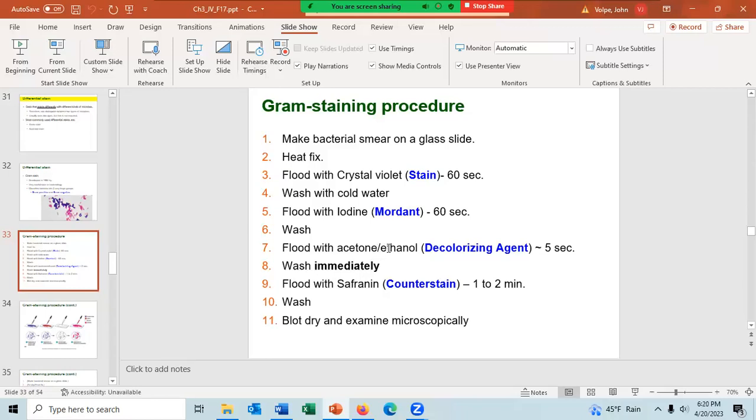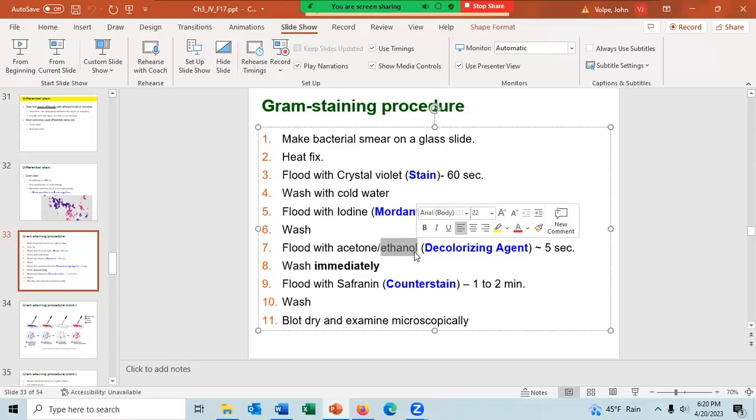Acetone and ethanol is the most common. Acid and ethanol is another possibility. And the third possibility is only ethanol alone. And in our lab, we don't really use that. But I think the video you watch will only be using ethanol.